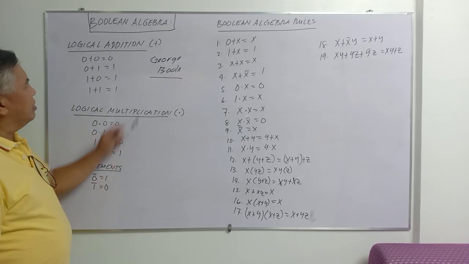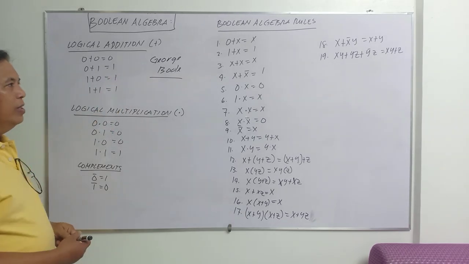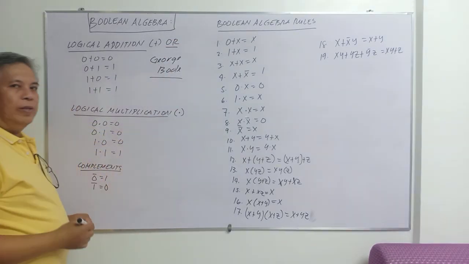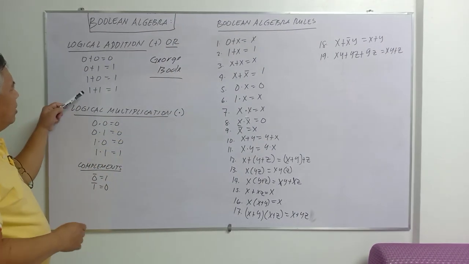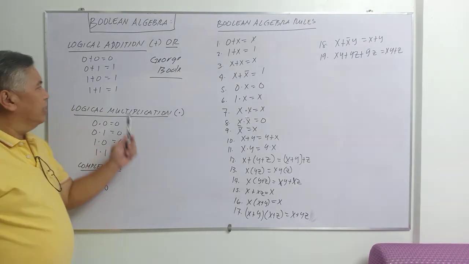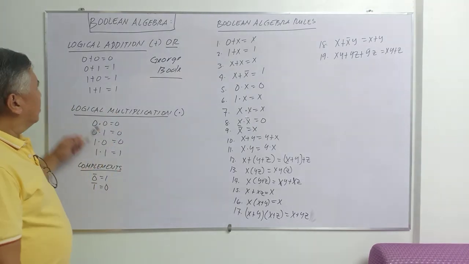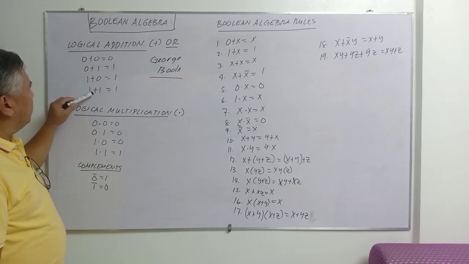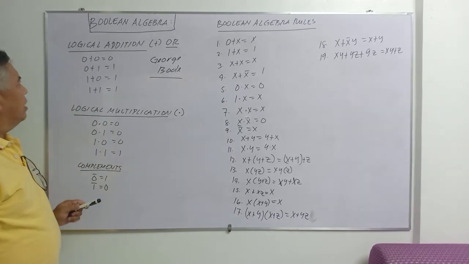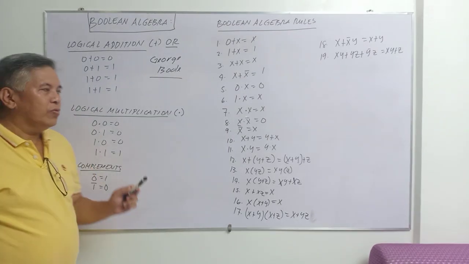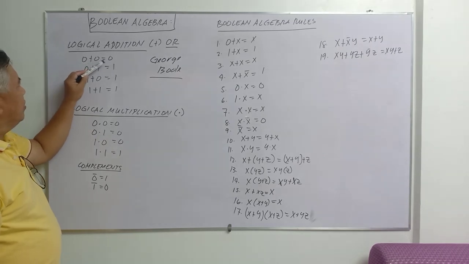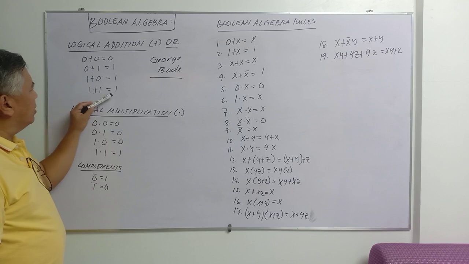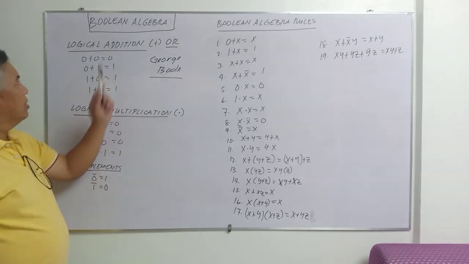Logical addition is represented by the plus sign, or in a logical word, the word OR. This has similarities with your binary addition, except for the last condition. You have 0 plus 0 is 0, 0 plus 1 is 1, 1 plus 0 is 1, 1 plus 1 is equal to 1 in logical addition. In some books, we read this as 0 OR 0 is 0, 0 OR 1 is 1, 1 OR 0 is 1, 1 OR 1 is equal to 1. That is logical addition.